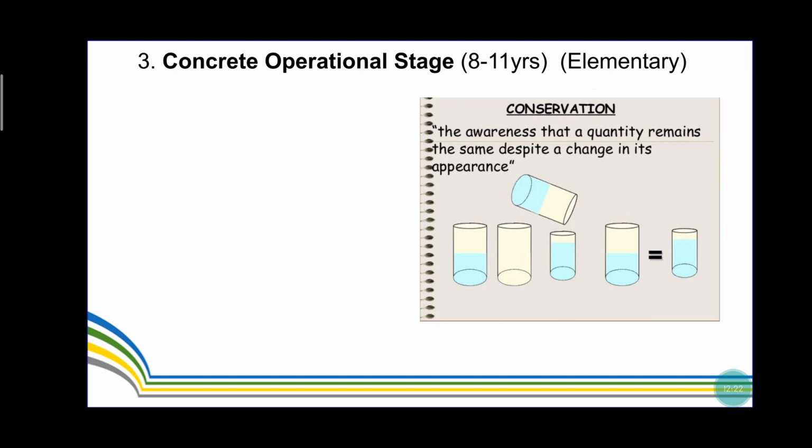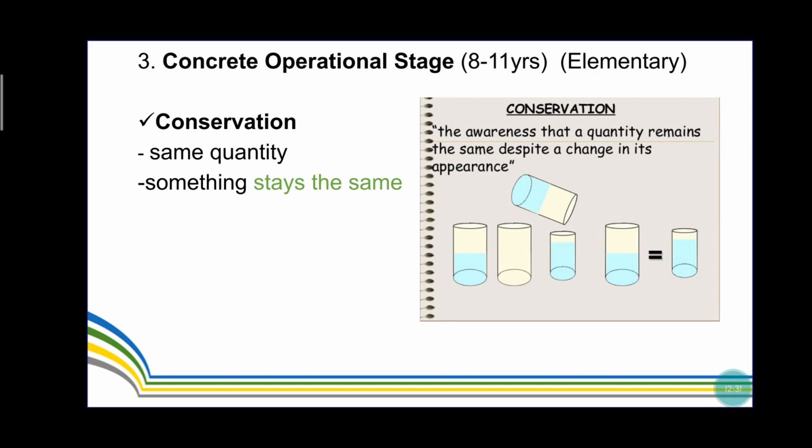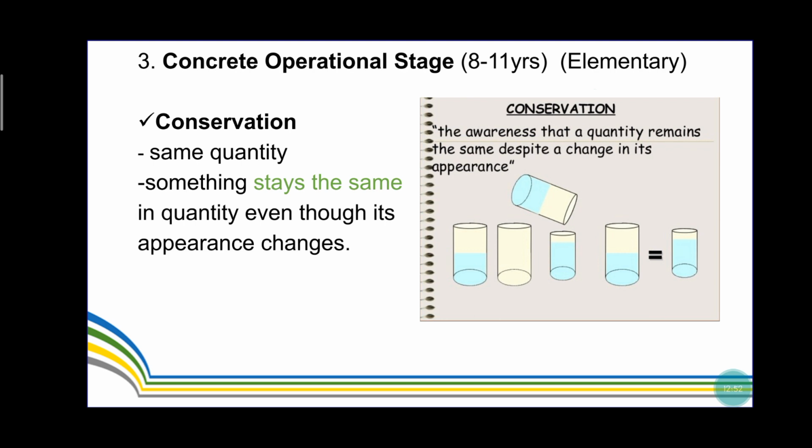Okay, so we are now on the third stage of Piaget's, the concrete operational stage. First we have conservation. It has 3 sub-stages. First is the conservation, the awareness that a quantity remains the same despite a change in its appearance. So conservation, the same quantity, so something stays the same in quantity even though its appearance changes.